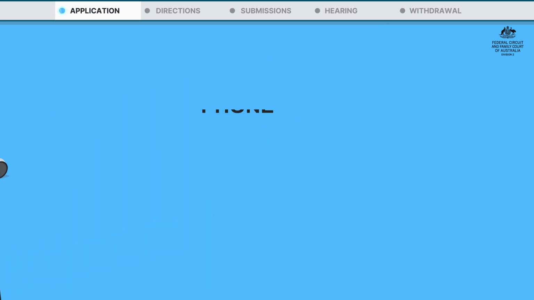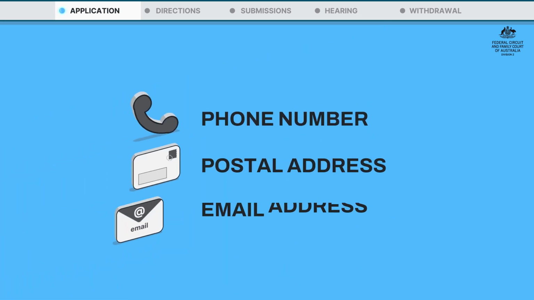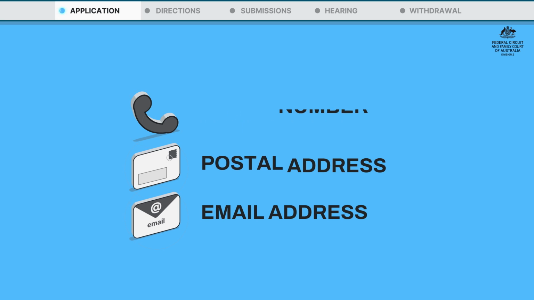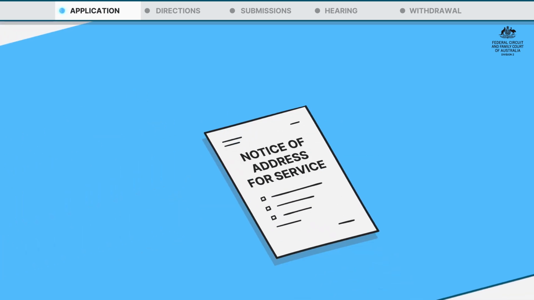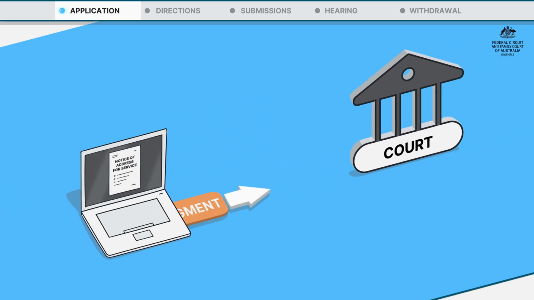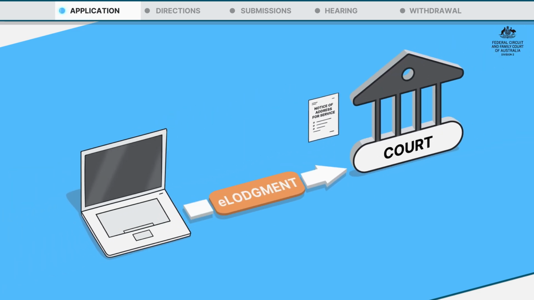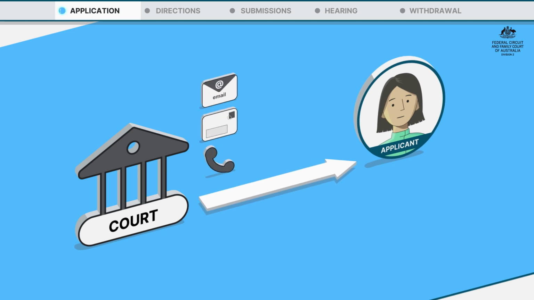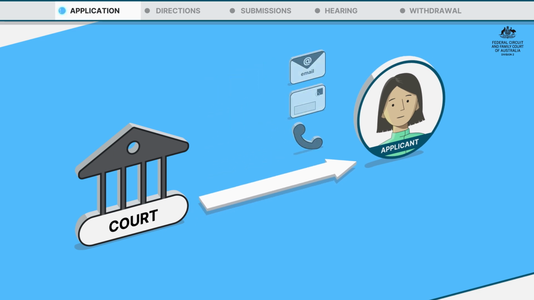Make sure the court always has your correct contact details so you don't miss any important information from the court. You must include your phone number, postal address, and email address. If your contact details change, you must file a new notice of address for service form and send it to the court using e-lodgement. Keeping your contact details updated is important because if you miss the notification about your hearing date and don't attend your hearing, your case may be dismissed.